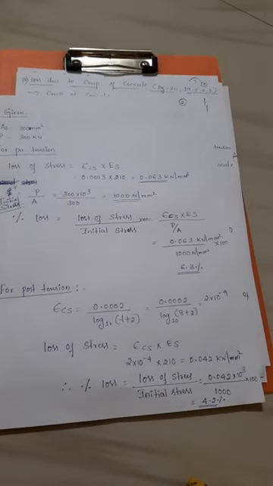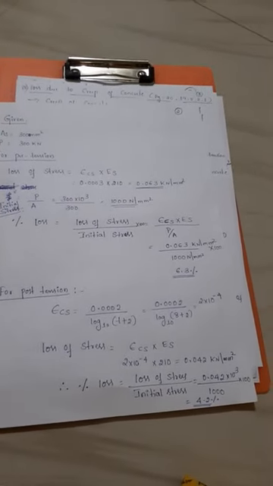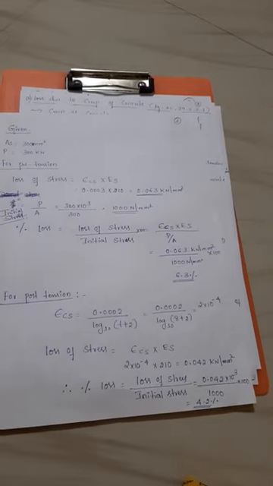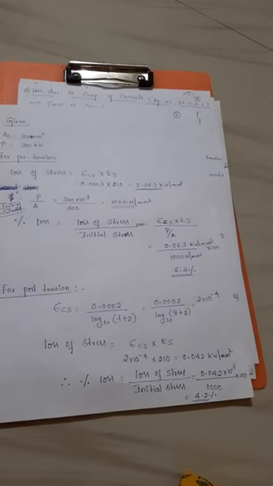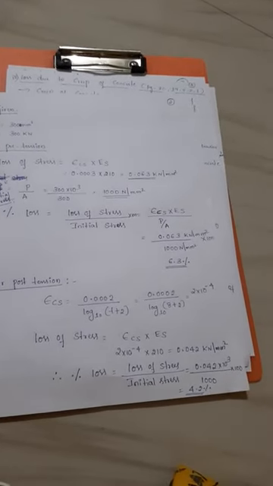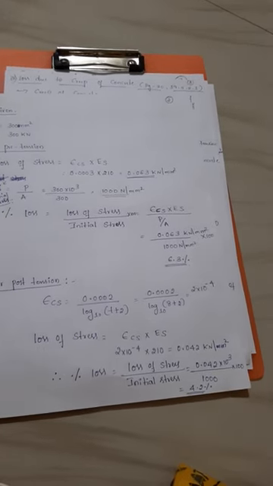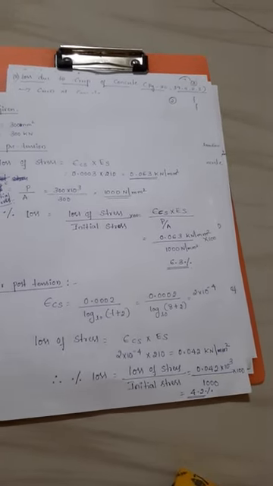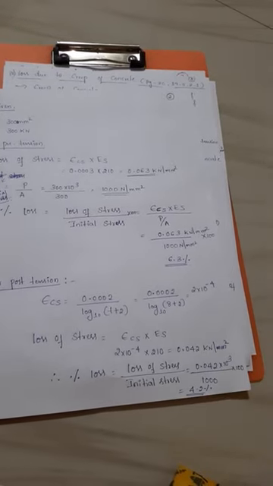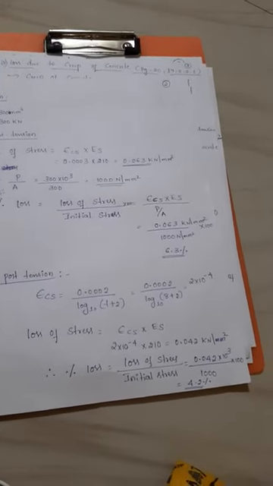So when you substitute the entire value and calculate your epsilon Cs, then again you substitute it into the loss of stress formula, that is epsilon Cs into Es. Epsilon Cs is 2 into 10 to the power of minus 4, into Es is 210. So you will get the value as 0.042 kilonewton per mm square. So calculate your percentage of loss.